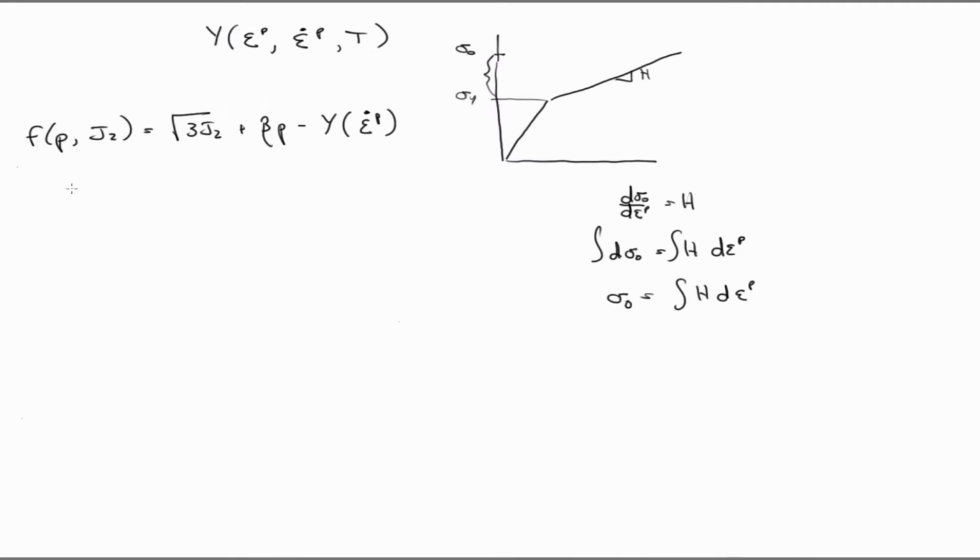Okay, so yeah, and we have a flow rule. I said use an associated flow rule, which for soils may not be a good idea, but for simplicity, that's what I told you to use.